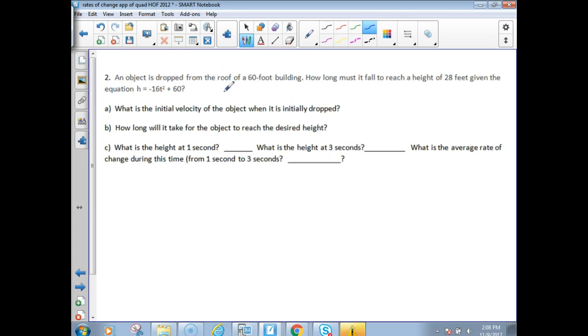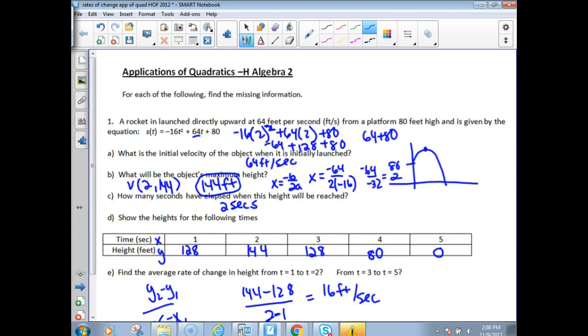An object is dropped. If an object's dropped, there's no initial velocity. There's the equation. The initial height was 60 feet. How long must it fall to reach a height of 28 feet given this equation? Well, did I skip something? I did? What did I skip?